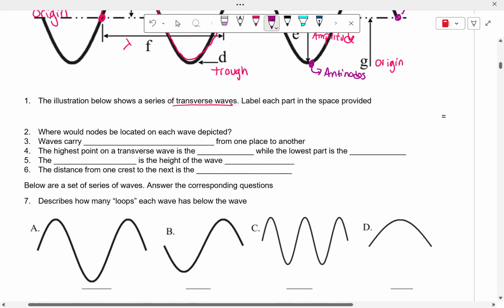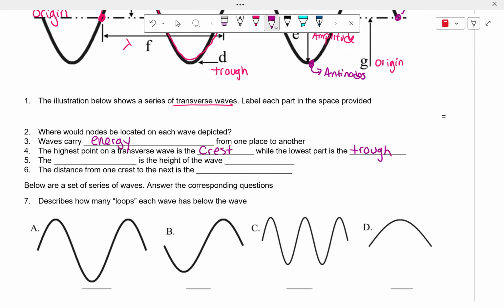So we should know waves carry energy from one place to another. The highest point of a transverse wave is called the crest, while the lowest part is the trough. I always think of that as a horse trough where you're drinking out of it, so it's the bottom part. The amplitude is the height of the wave, peak. The distance from one crest to the next is the wavelength.